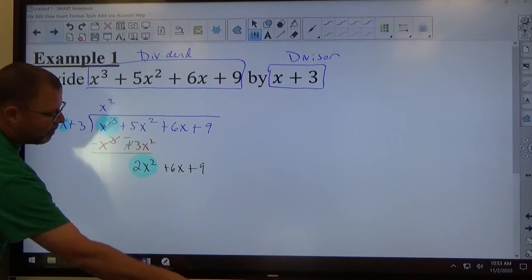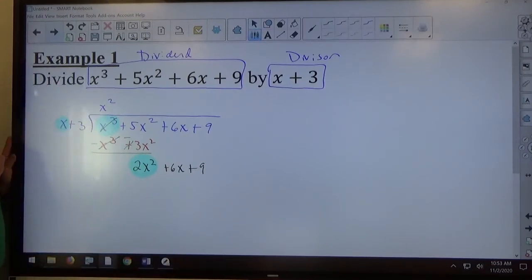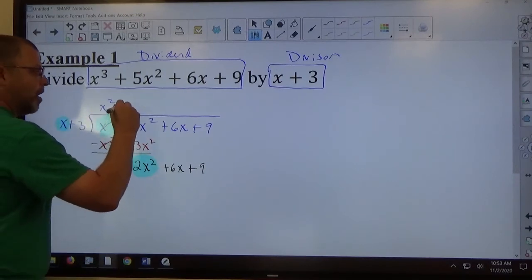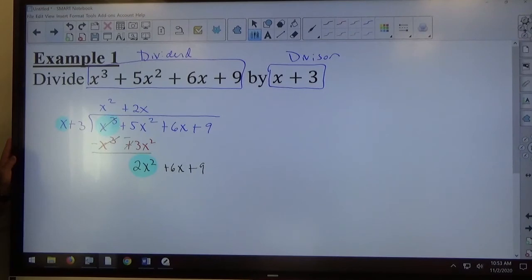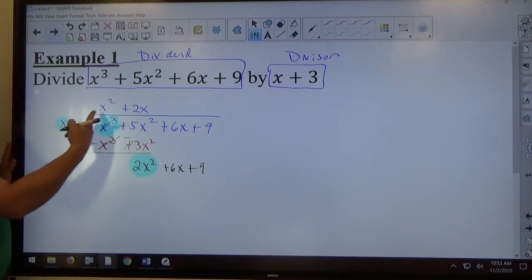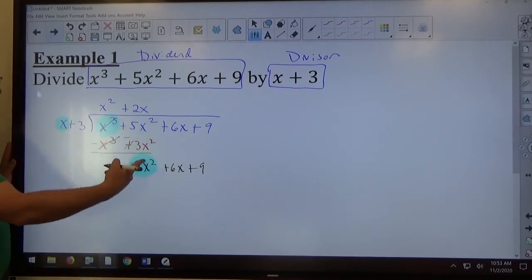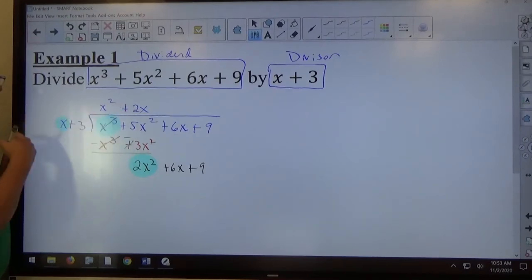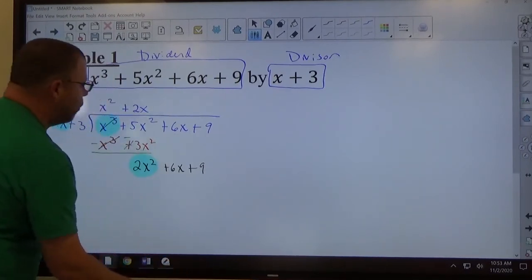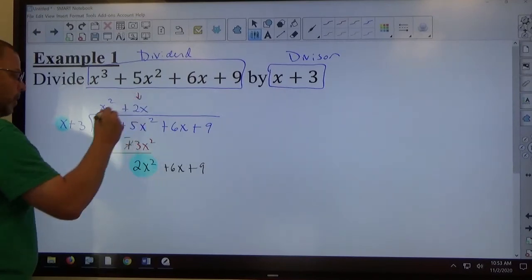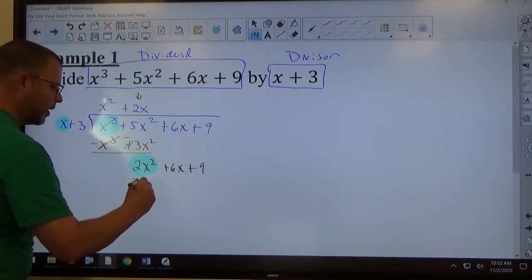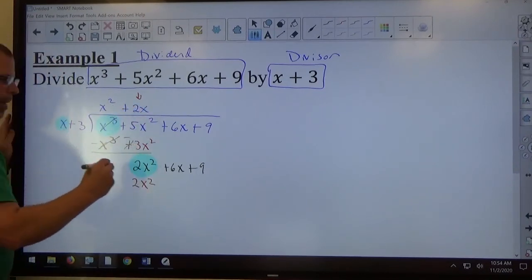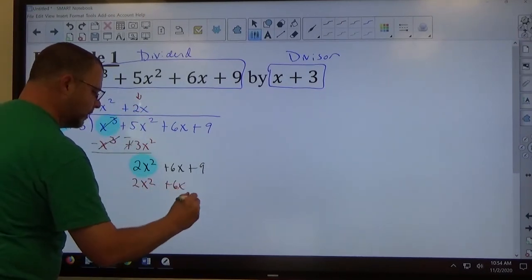So, what's positive 2x squared divided by positive x? 2x. What kind of 2x? Positive. After the first term, we have to have pluses and minuses in every single term, so plus 2x. Again, 2 is being divided by 1, which makes 2. X squared divided by x, 2 minus 1 makes 1. So positive 2x is what we get there. We take this answer now, which is positive 2x, multiplied by the entire divisor. So positive 2x times x makes positive 2x squared. Positive 2x times positive 3 makes positive 6x.